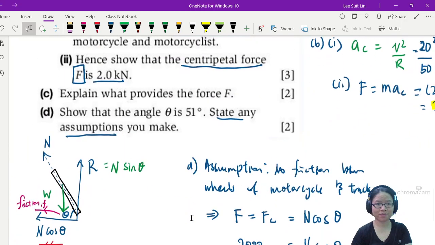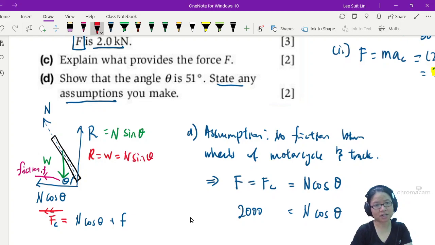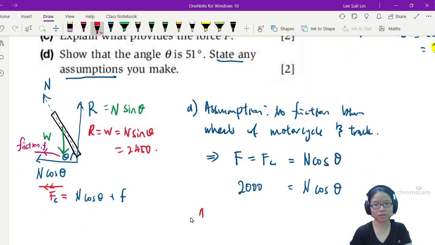2450 is R. So remember previously we know R is equal to W is equal to N sine theta, which also happens to be 2450. So I'm going to write here, also, 2450 is equal to N sine theta.